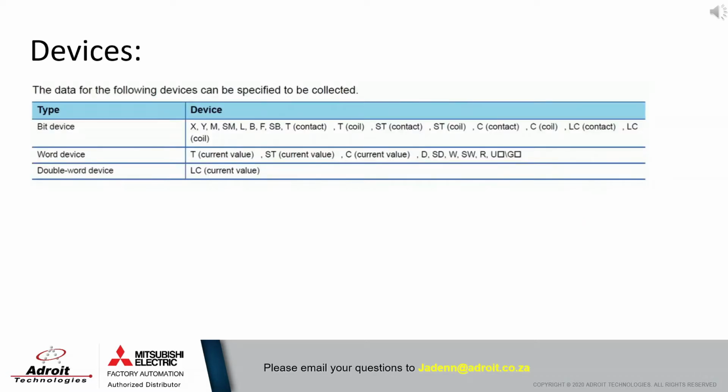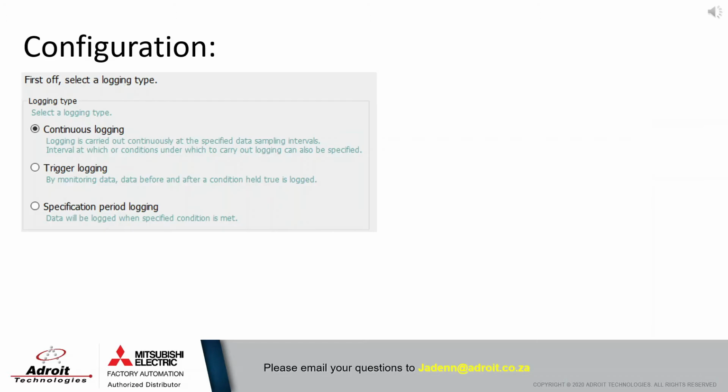Devices. Devices will be the things that you will receive the data from. An example will be a thermometer. The data will then get put onto a graph using the log viewer. When they talk about devices, they're referring to the registers or the addresses in the PLC. So your bit devices that you can log are your X, M, Y, L, and so forth. There are a lot of them that you can actually use.